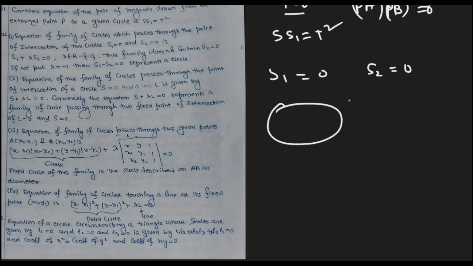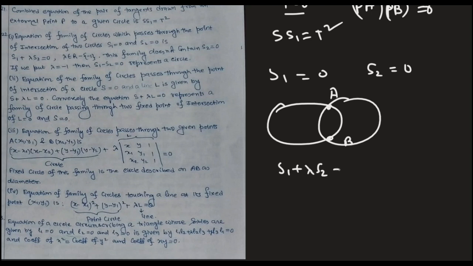So this is the first circle, this is the second circle. They are intersecting at the points A and B. Now, how many circles can we draw? An infinite number of circles can we draw, those circles passing through the points A and B. So now the equation of this family we can write as S1 plus lambda times S2.